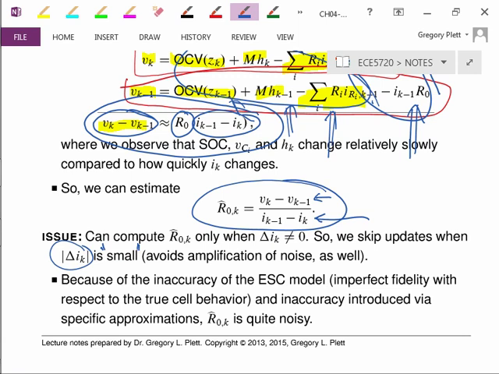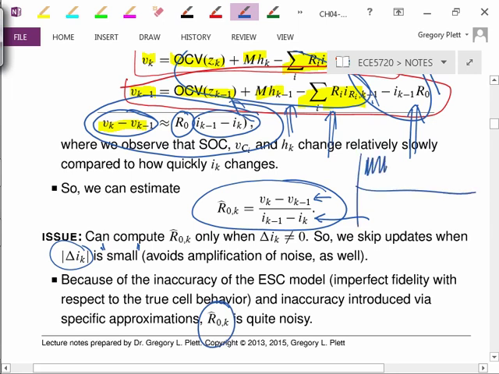There's also the fact that the enhanced self-correcting cell model is not a perfect description of how the cell works. It's reasonable, but it's not perfect. So there's going to be inaccuracies in this resistance estimate simply due to the fact that the model isn't perfect. So we find that this estimate, if we plot it versus time, is quite noisy. A lot of randomness in it. It bounces around in the vicinity of some value that is the true resistance, but it's not perfect.